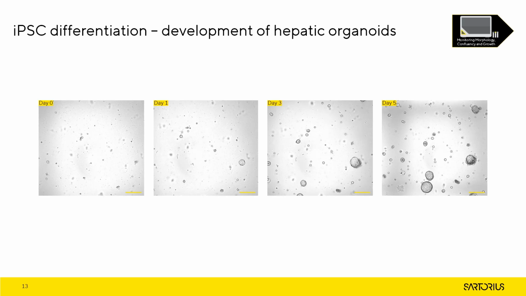iPSC-derived hepatocytes were collected at day 14, as mentioned in the differentiation workflow, and were transferred to a 3D matrix to form hepatic organoids. On this slide, we have some representative bright field images that were acquired using the IncuCyte of the iPSC-derived hepatic organoids at multiple time points along their growth phase.